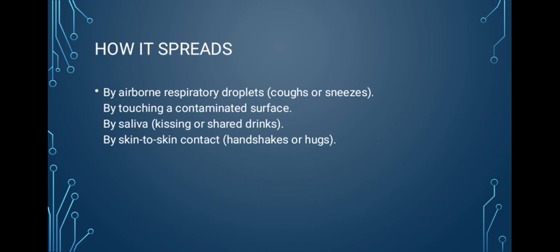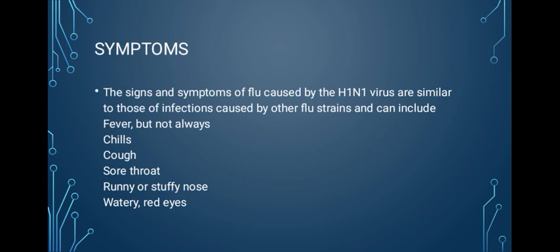How it spreads? By airborne respiratory droplets, coughs or sneezes, by touching a contaminated surface, by saliva, kissing or shared drinks, by skin-to-skin contact, handshakes or hugs. Symptoms. The signs and symptoms of flu caused by the H1N1 virus are similar to those of infections caused by other flu strains and can include fever but not always, chills, cough, sore throat, runny or stuffy nose, watery red eyes.